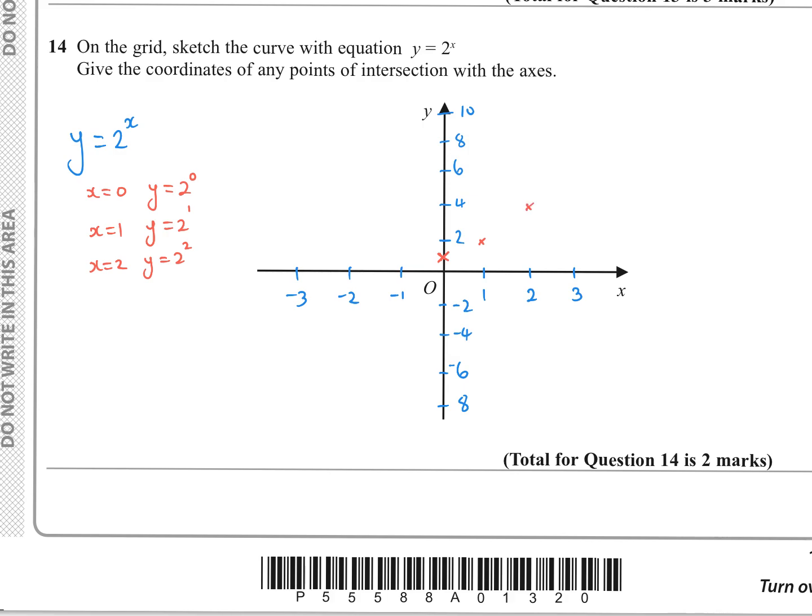And you've probably got the next one. That's 2 to the power 3, which is going to be 8. And so on. Now let's do some negatives. So if x equals -1, y is going to be 2 to the -1. And don't forget that's the same as the reciprocal, so that's 1/2. And then we're going to have 2 to the -2, so that's going to be 1/4.